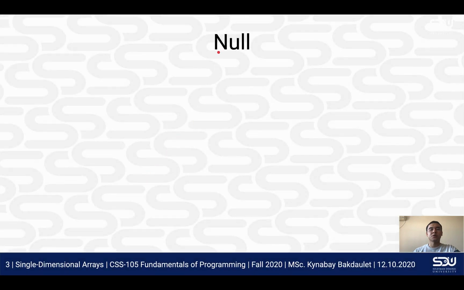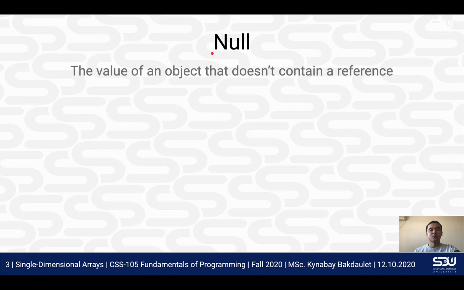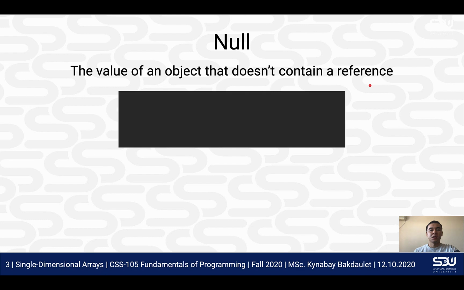Okay, what is the null? The null value is the value of an object that doesn't contain a reference. It means that the variable will have a reference to nothing. Let's see this in an example.